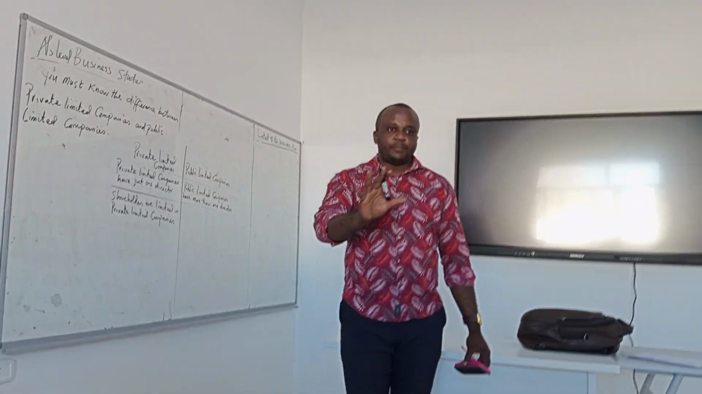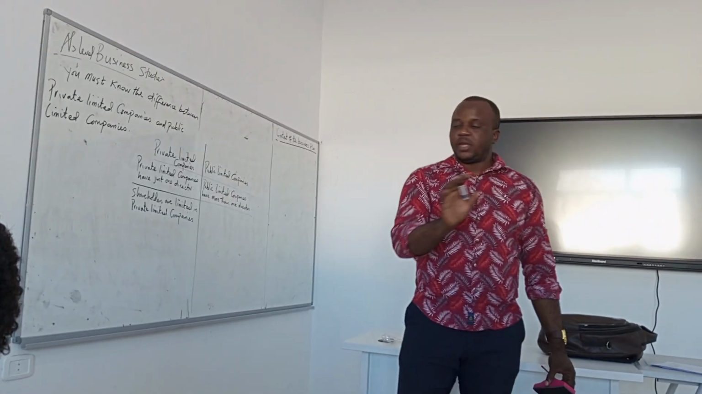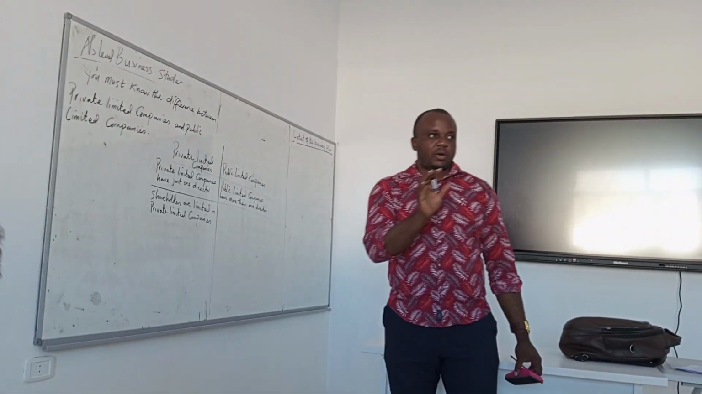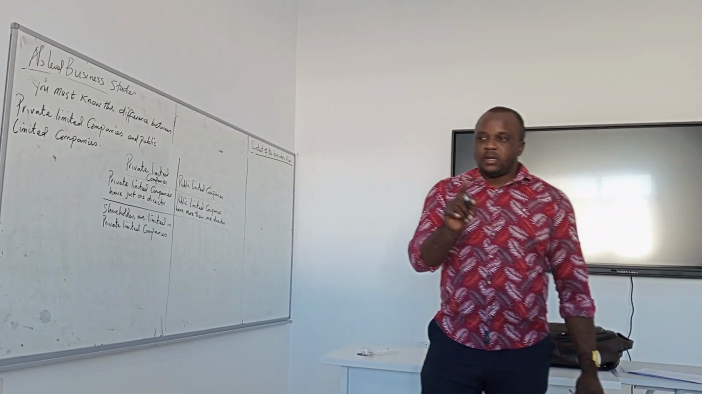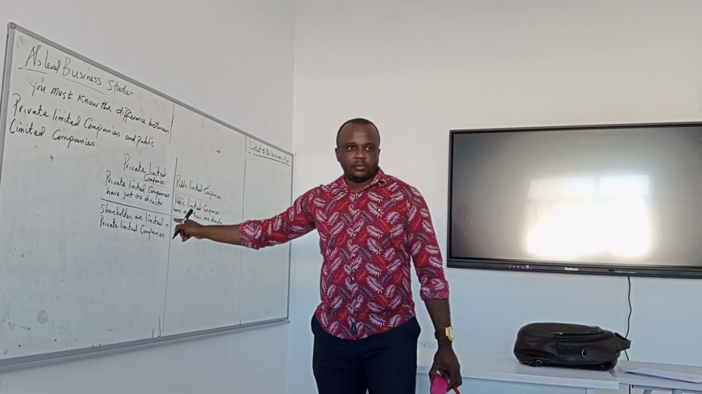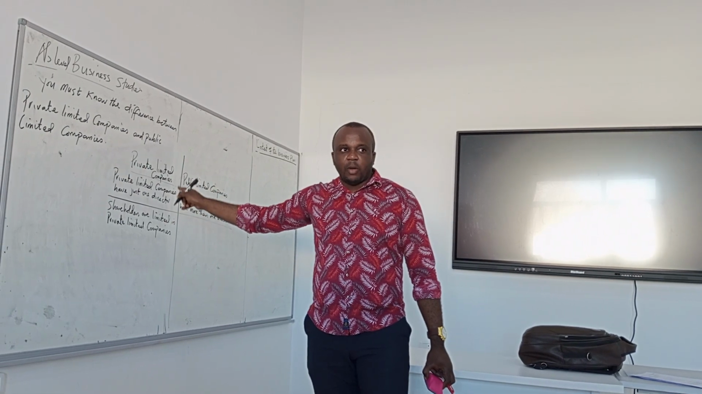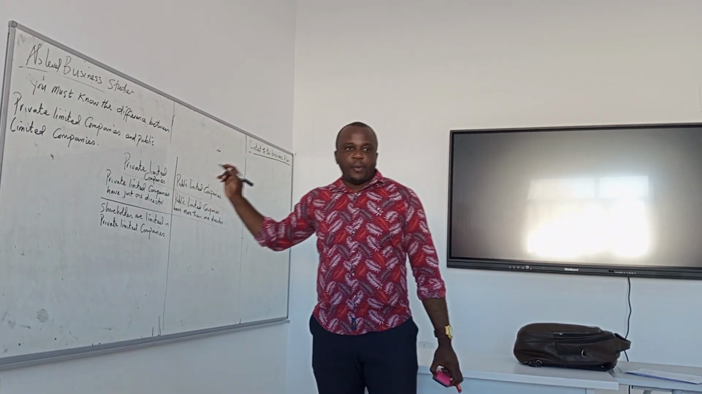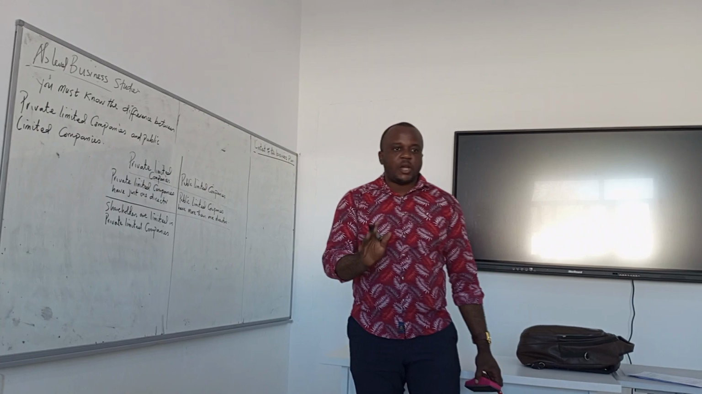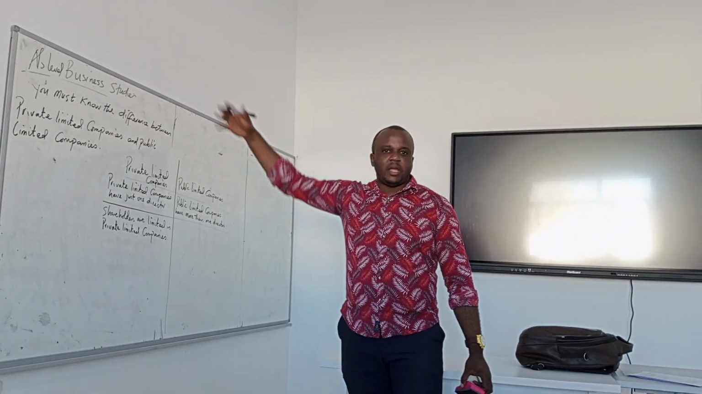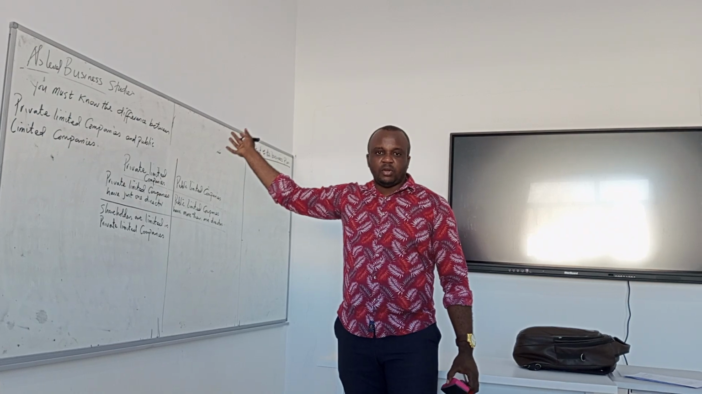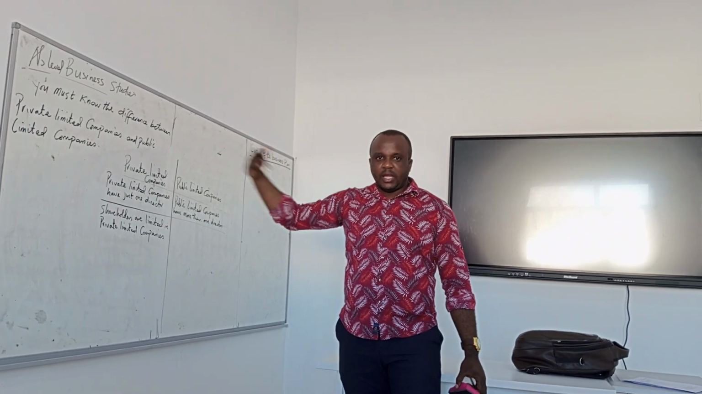Now we know that in private limited companies, the shareholders are limited. So if the shareholders are limited, it means they will have just one director. So private limited companies have one director. But public limited companies, because the number of shareholders is unlimited, have more than one director. So they can have as many directors as they want, depending on how the business enlarges.